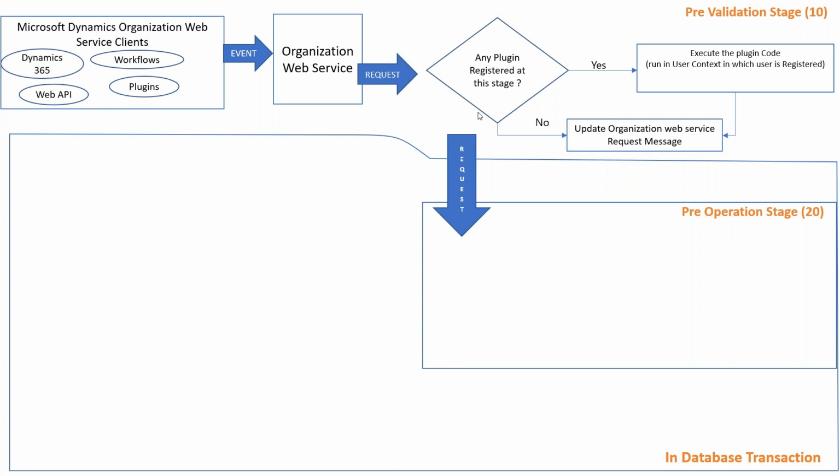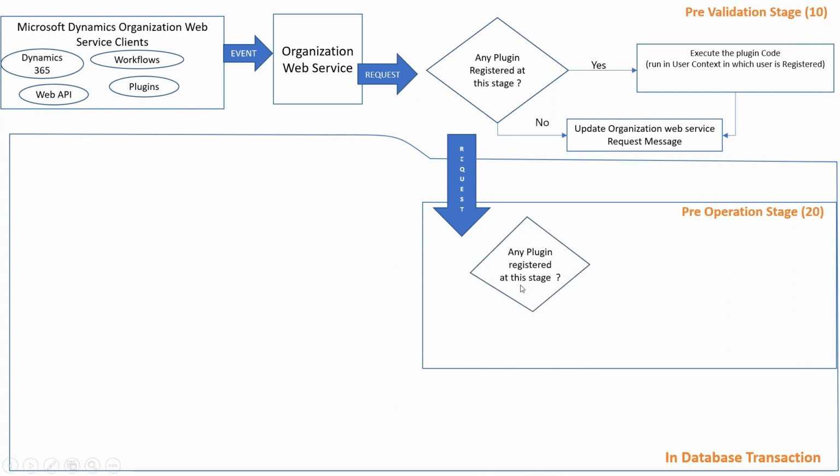Once this pre-validation is completed, the database transaction starts on the D365 server. So the first stage in the database transaction is pre-operation, after pre-validation. Pre-operation will receive the updated message request, whatever message is passed here, and it will check if any plugin is registered in this stage.